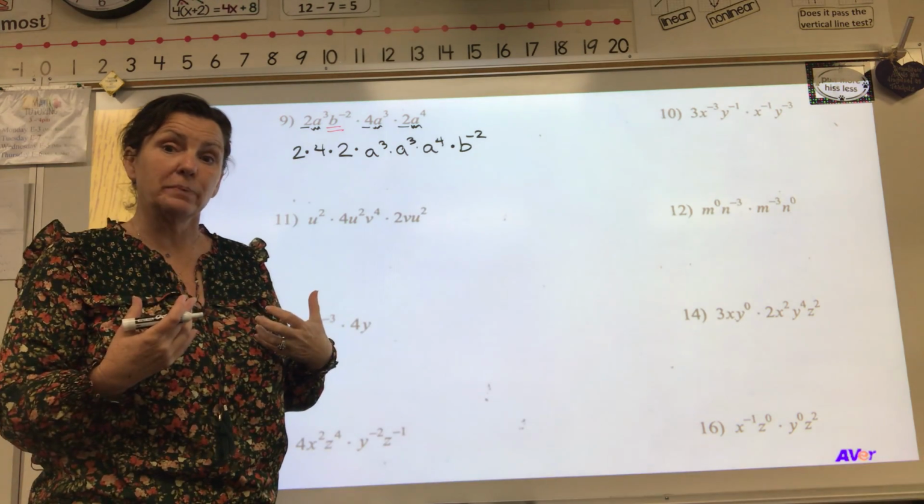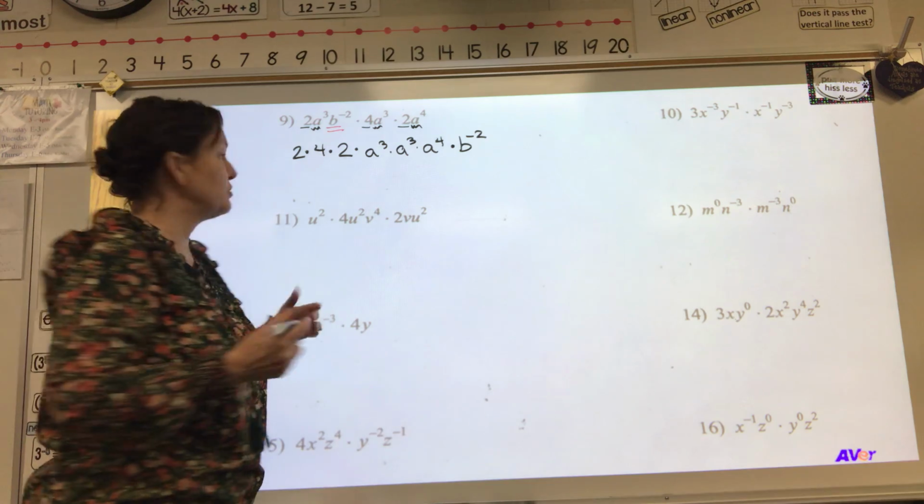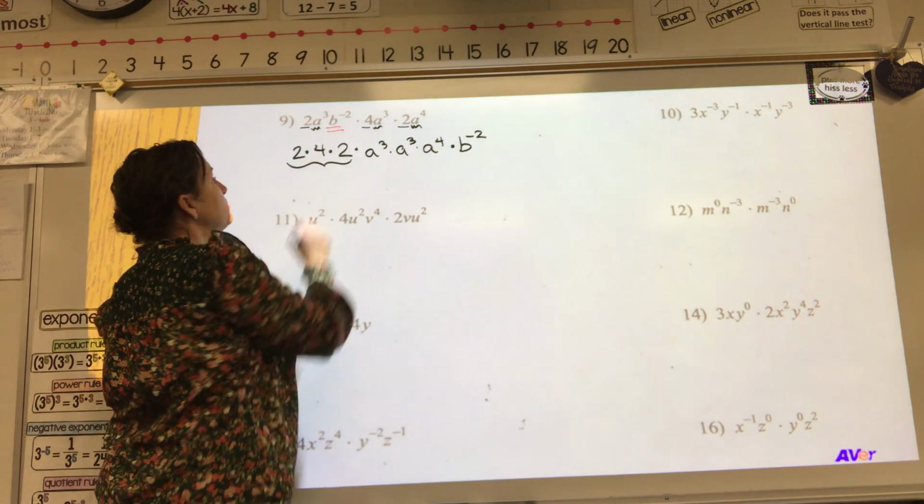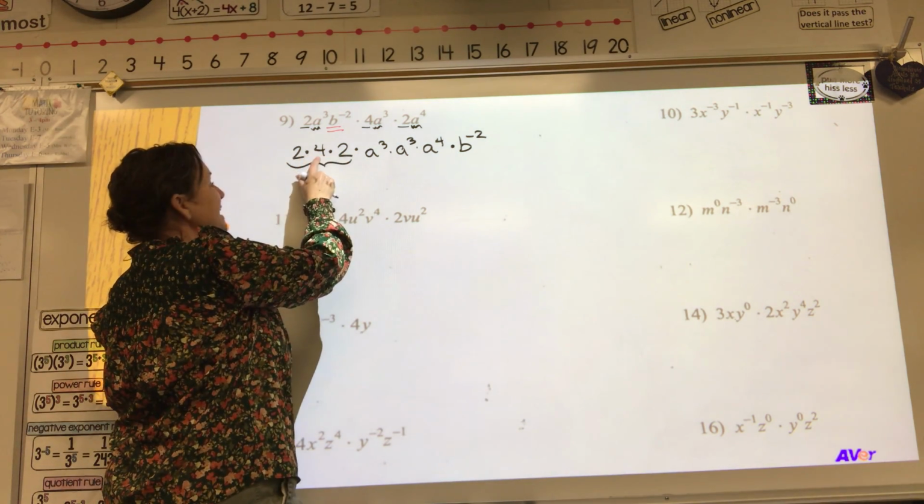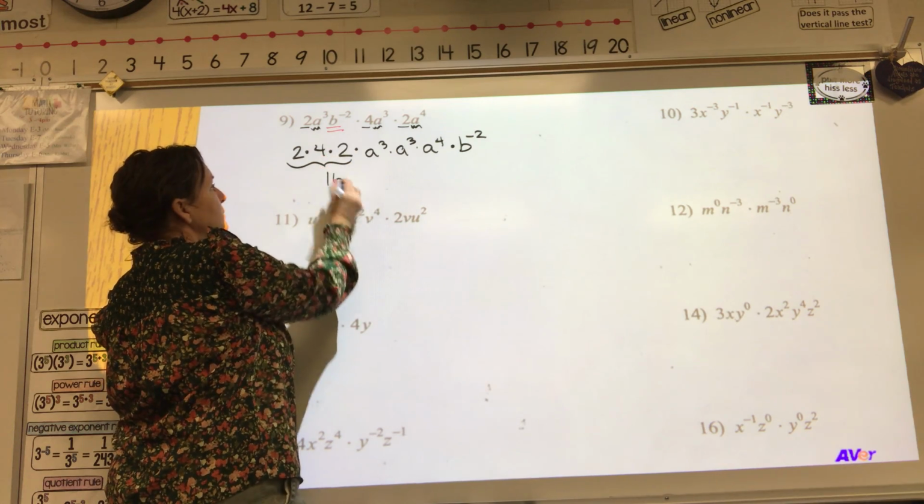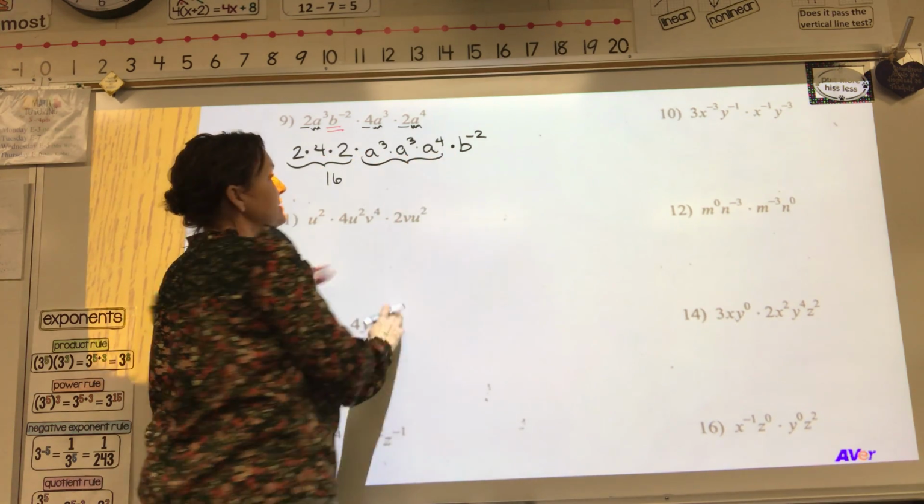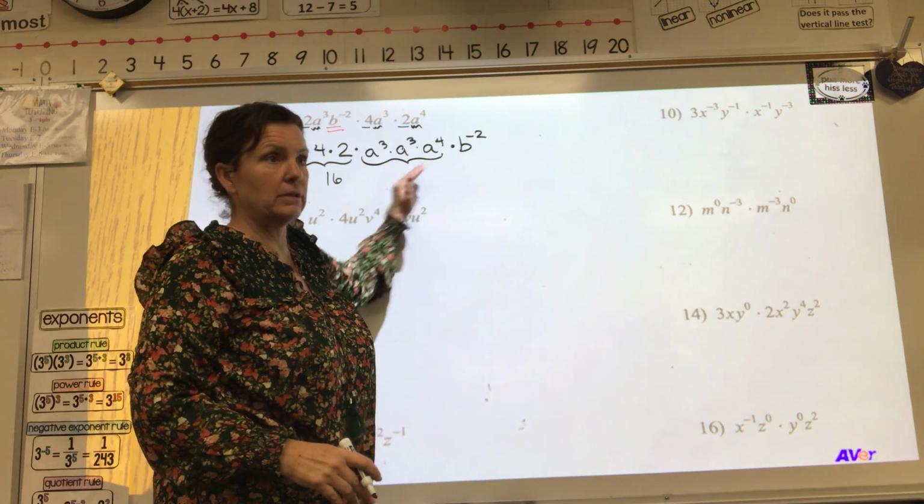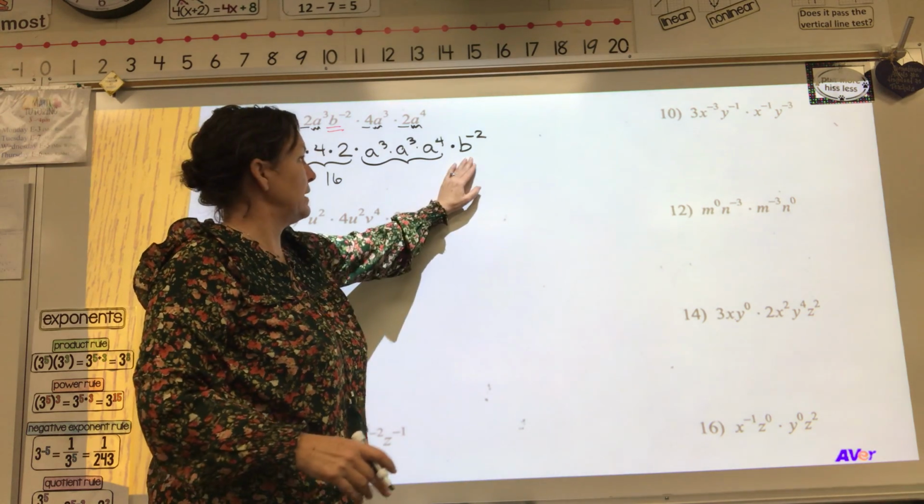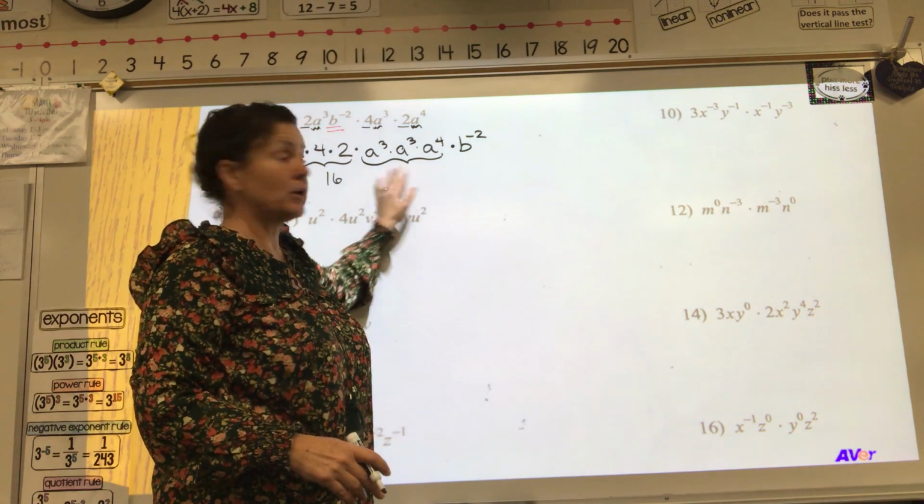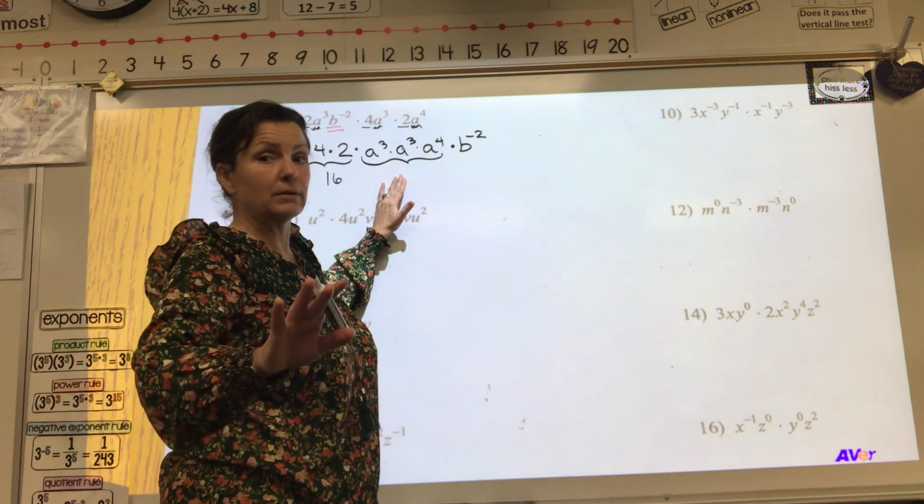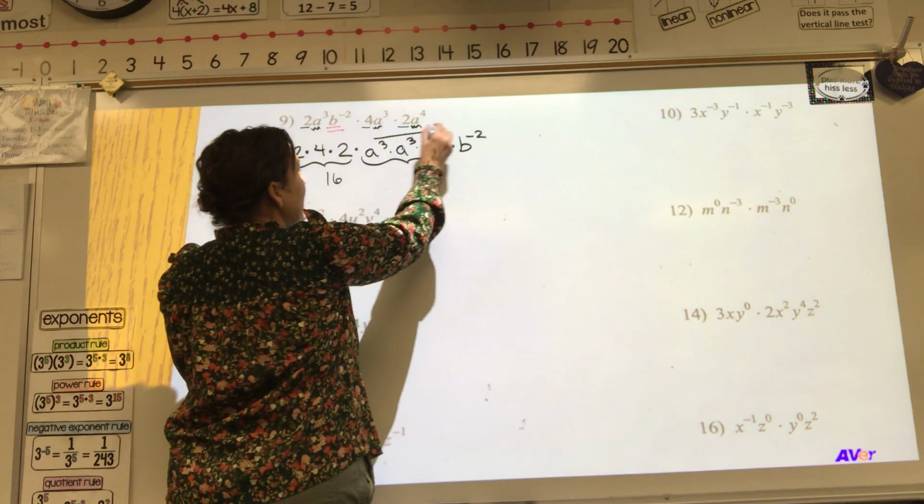So now we're going to look at each piece and do what we're supposed to do. First thing we do is we always multiply our coefficients. So we have 2 times 4 is 8, 8 times 2 is 16. We have like bases here. Notice I didn't include B. He's not an A. A for apple. That's a banana. These are apples. They're very different fruits. They're separate. So I have like bases.